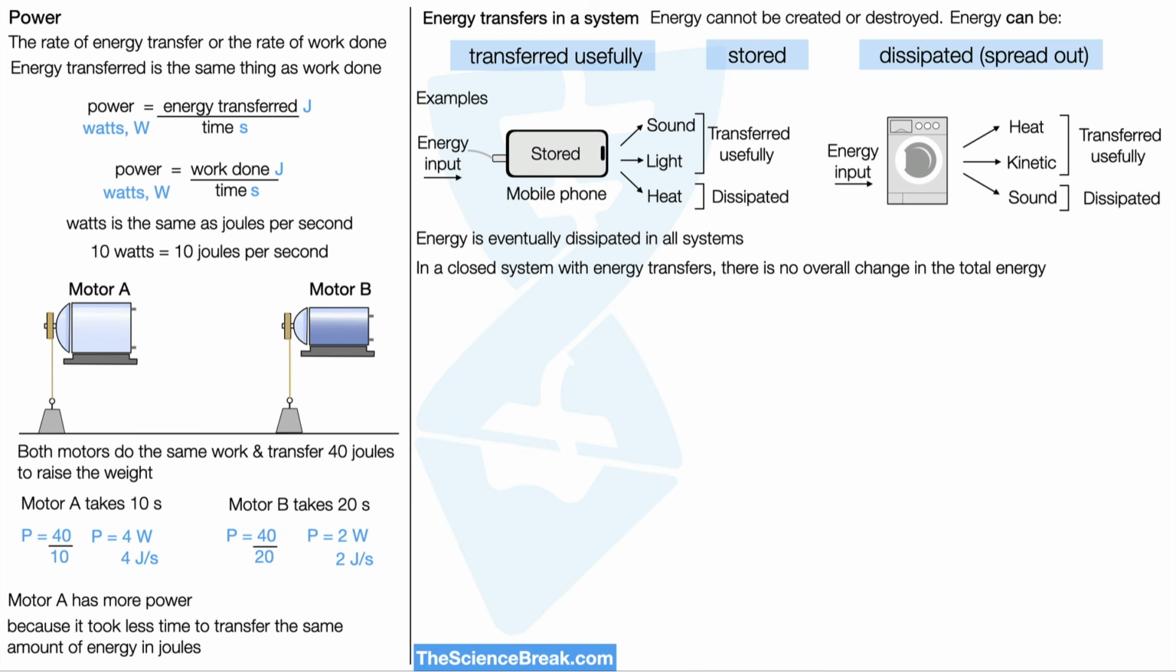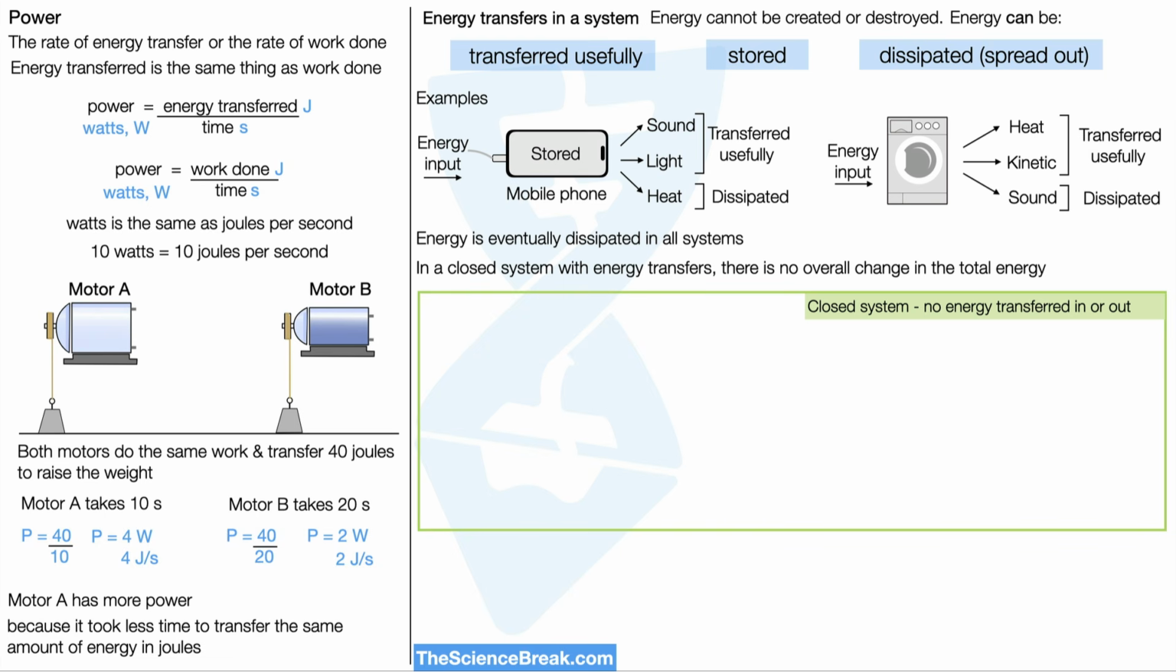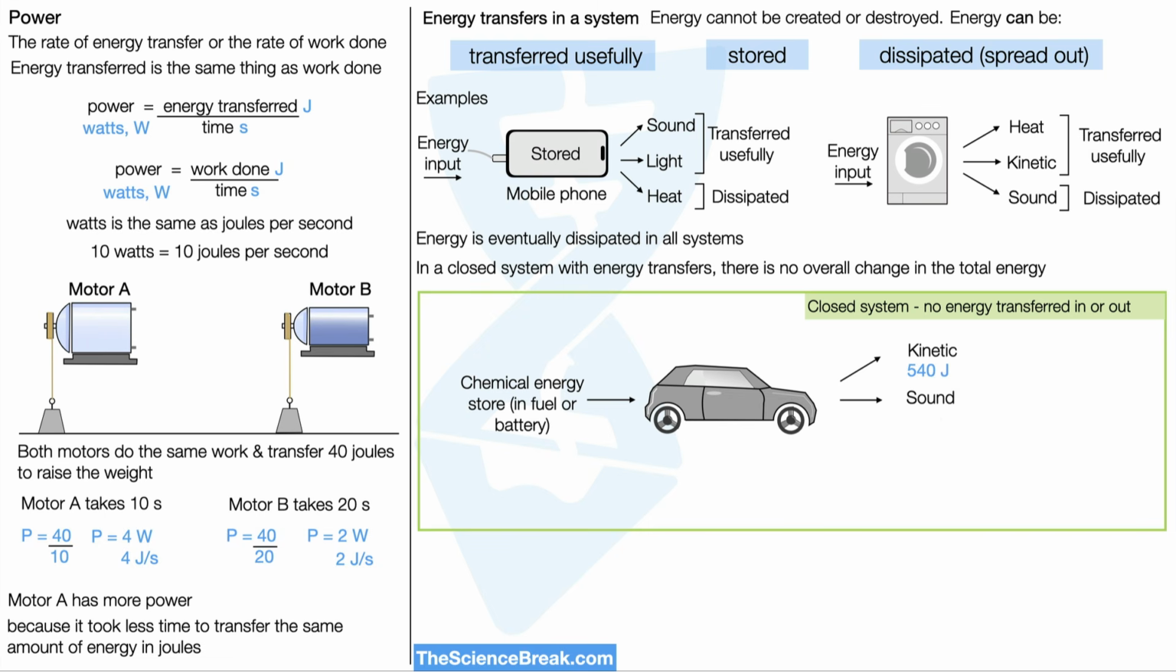In a closed system with energy transfers, there's no overall change in the total energy. This is kind of an imaginary system because this doesn't really happen for real. However, if we were to say this is a closed system and we have a car, we have a chemical energy store either in the fuel or in the battery. The energy is transferred as kinetic, let's say 540 joules, sound as 160 joules, and heat as 300 joules. Sound and heat are dissipated and spread into the environment, and the kinetic is the useful energy transfer.